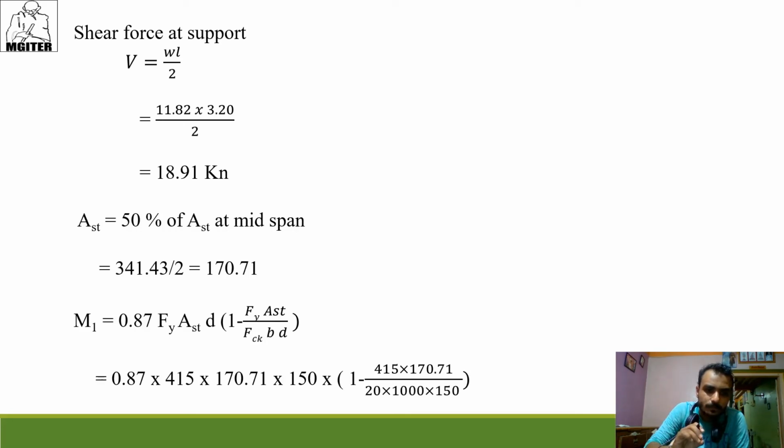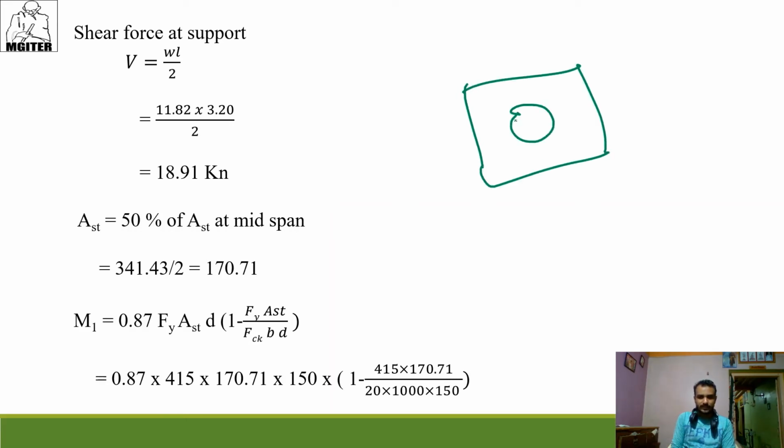80.91 kilonewton. Then after, AST: 50% AST at mid span. Assume here, mid span. So we assume there is 50% area of steel at the tension zone. 341.43 AST we have applied, at a 1 meter strip, and we assume 50% at mid span. So 341.43 divided by 2, so AST is 170.71.